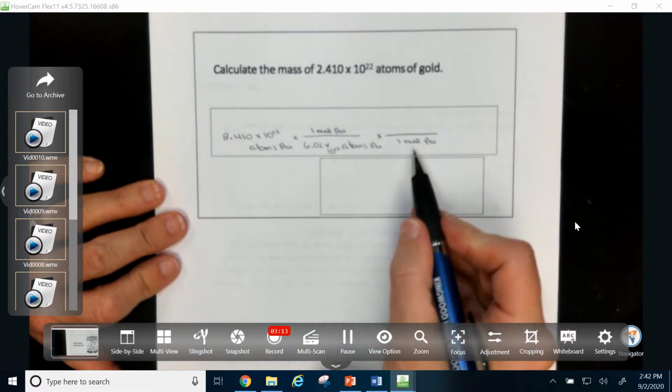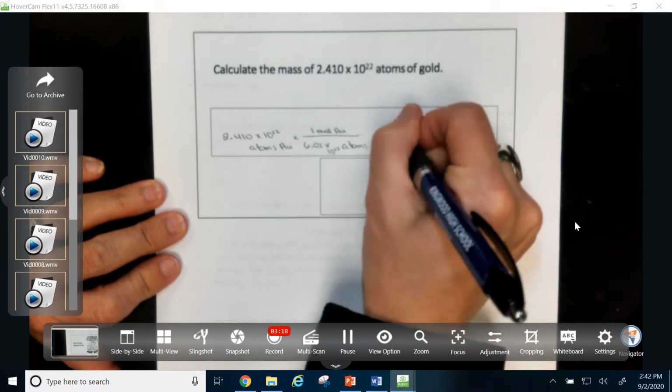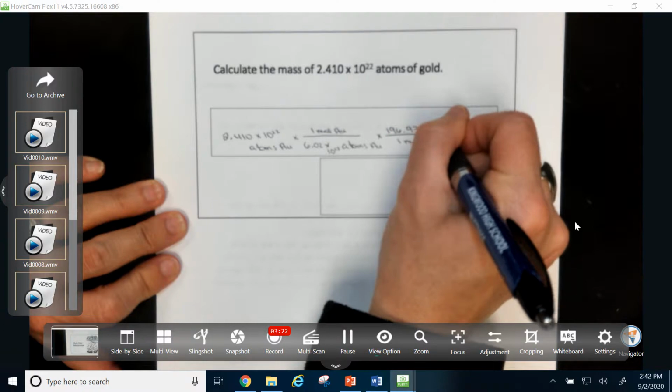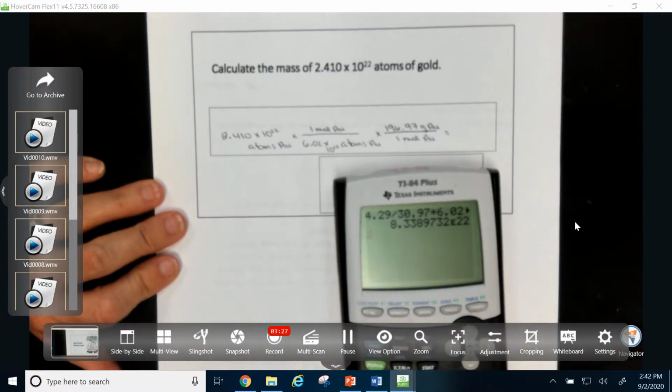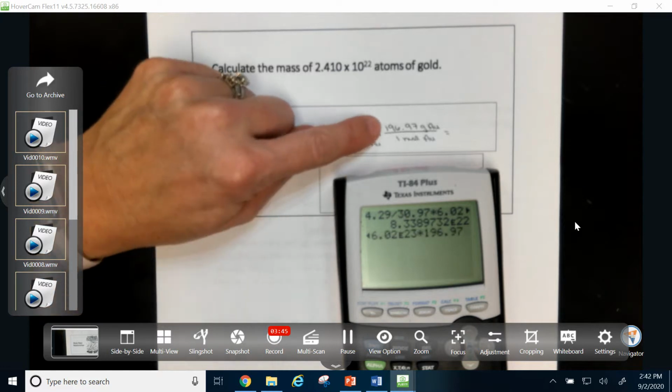And I know from my periodic table that 1 mole of gold is equal to 196.97 grams of gold. So I'm going to plug this into my calculator. I always put my given first, 2.410, second EE, my exponent 22. I'm going to divide by 6.02, second EE, 23 because it's in the bottom. I'm going to times it by 196.97 because it's in the top.